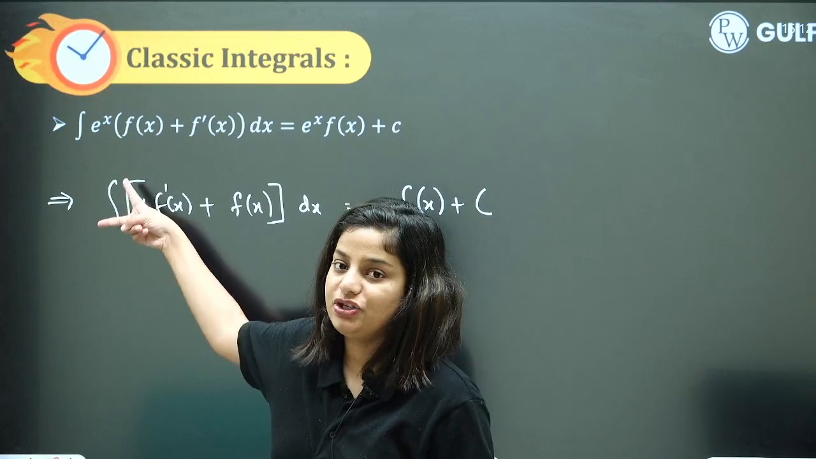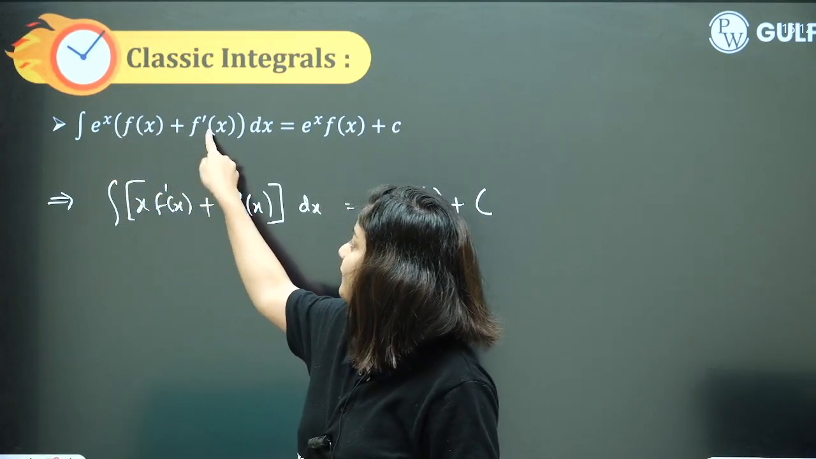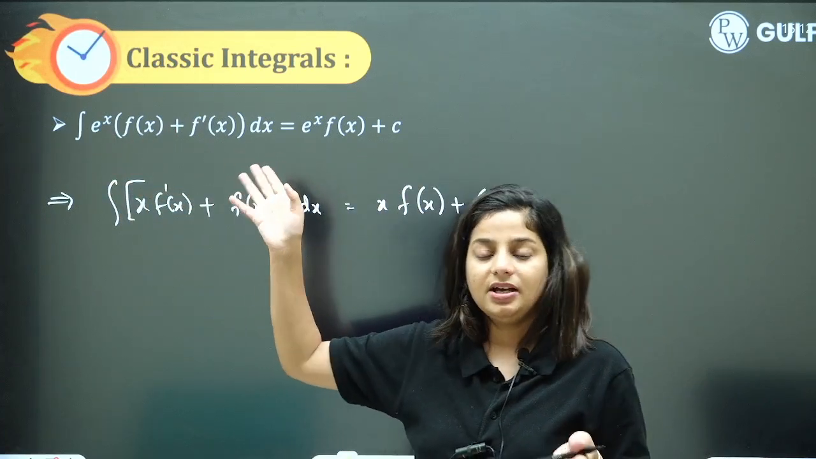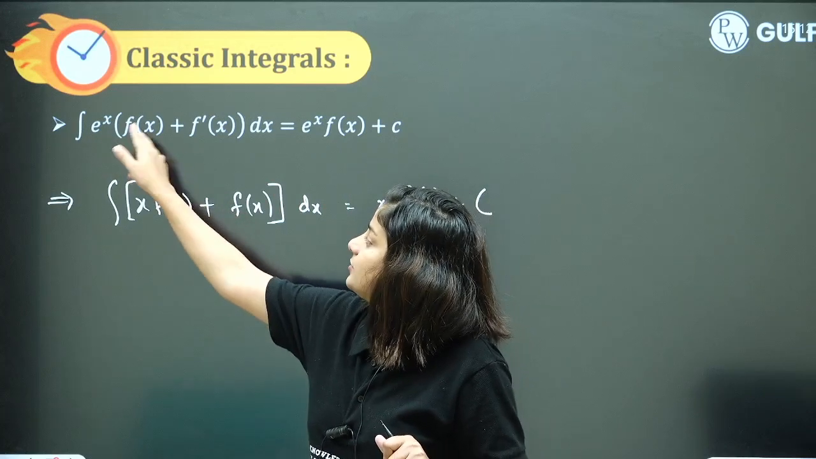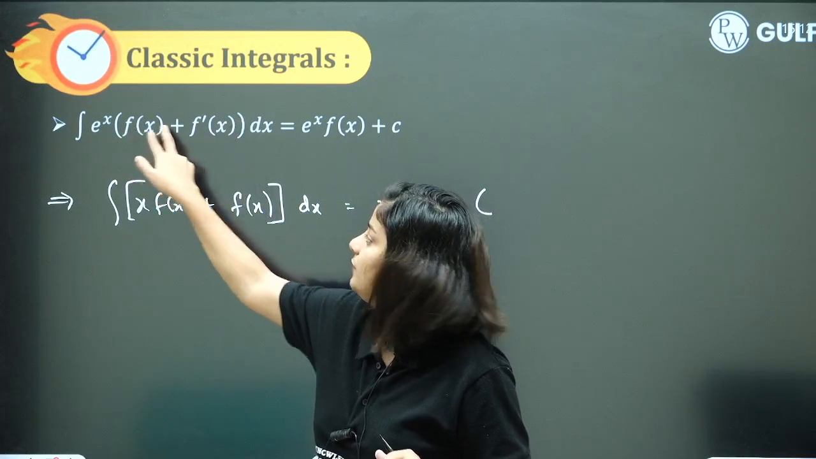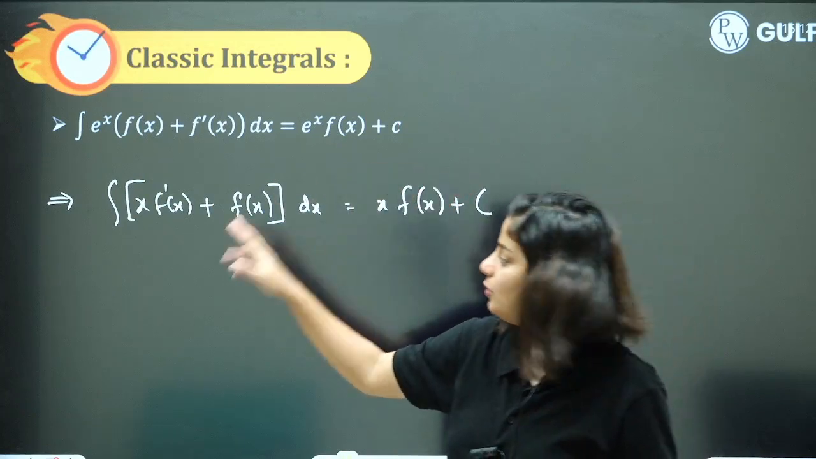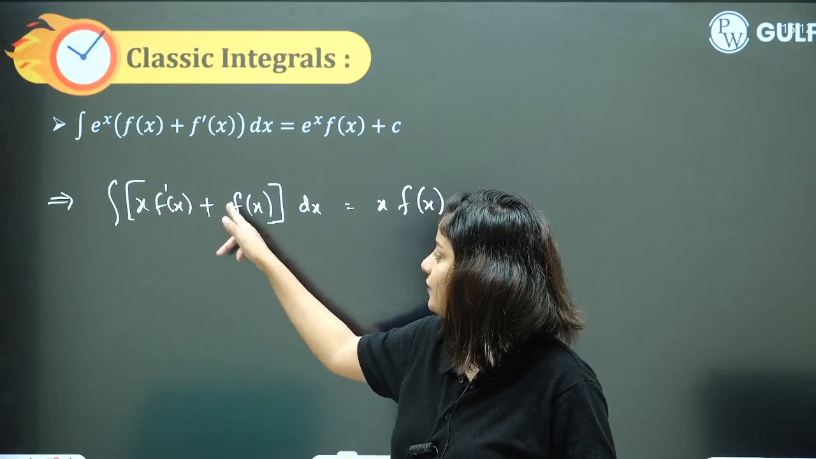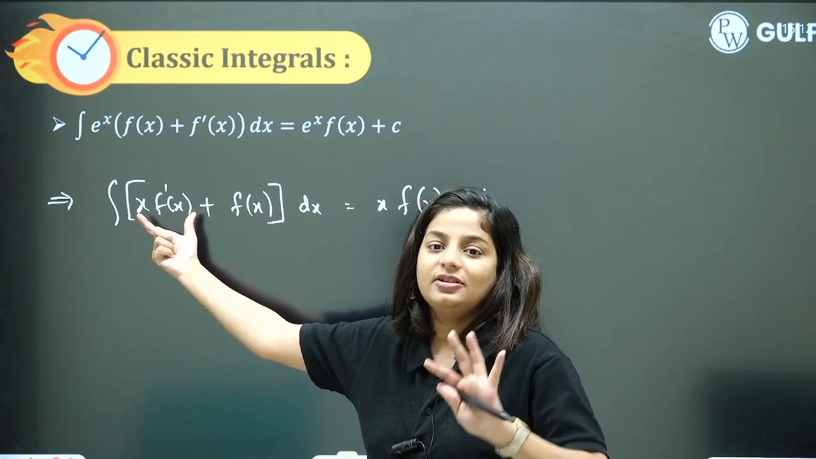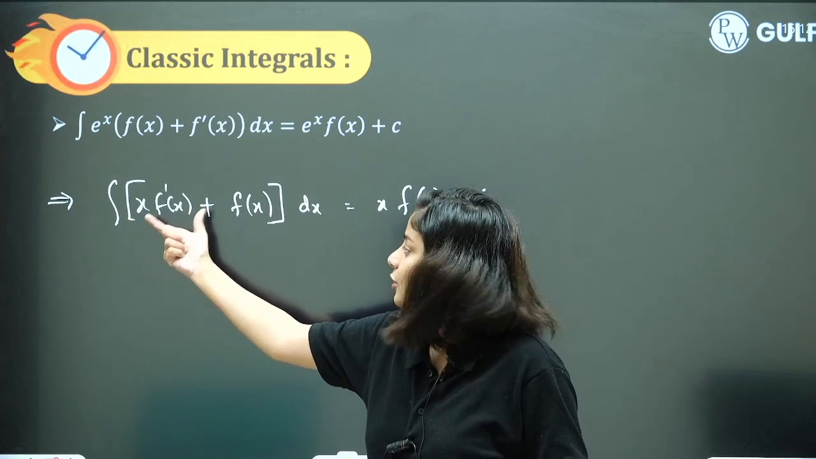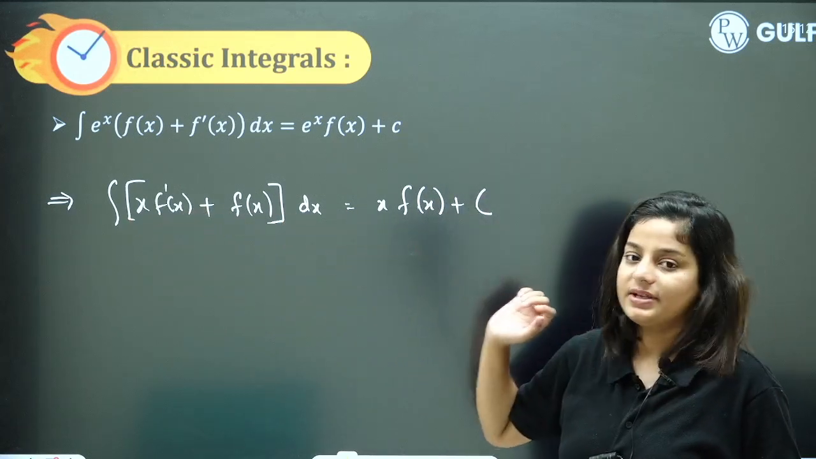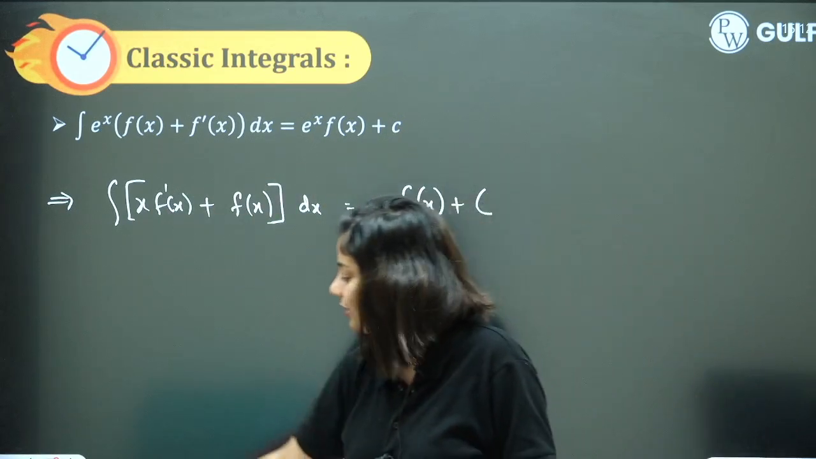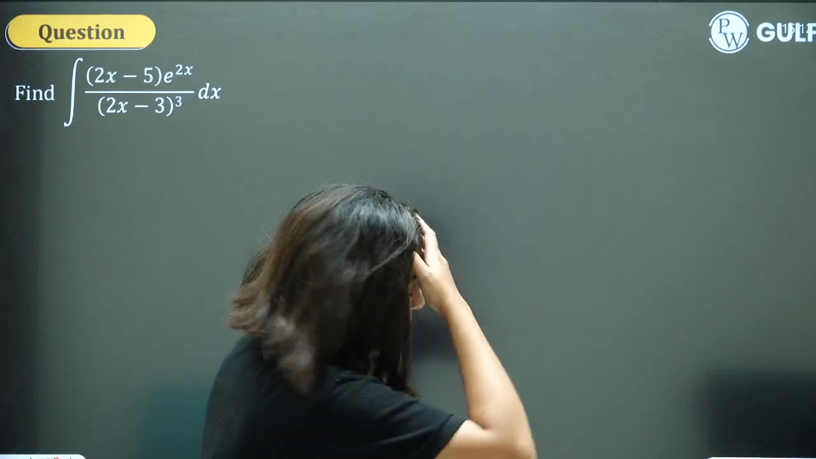Application of integration by parts has these two formulas. Integral of e raised to x into f of x plus f dash of x. E will run away with f of x. So you have f of x also, f dash of x also, and e will run away with f of x. That's one formula. The second is a little different, you won't see it in your textbook, it is JEE level: integral of x into f dash of x plus f of x. Here x is already with the derivative. After the integration, x will go with f of x. Initially it was with the derivative, after integration it will go with the function.